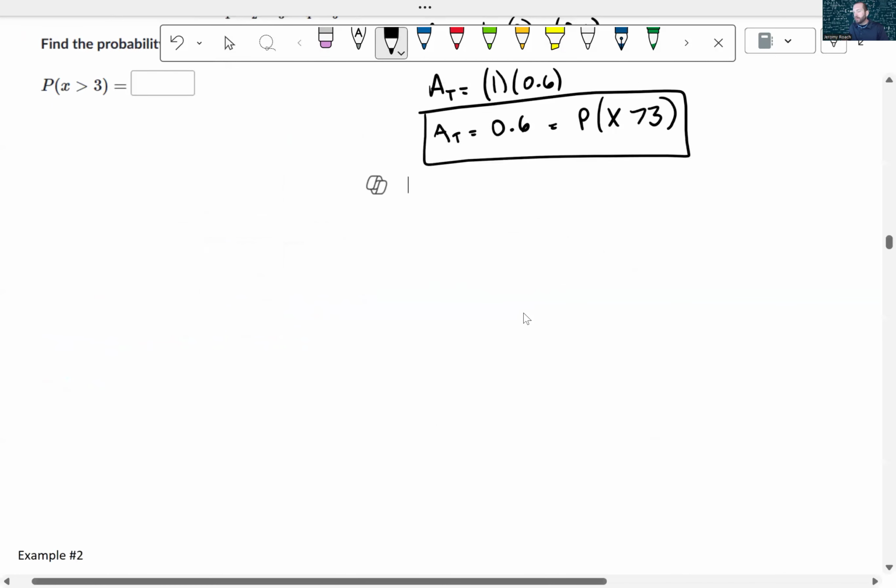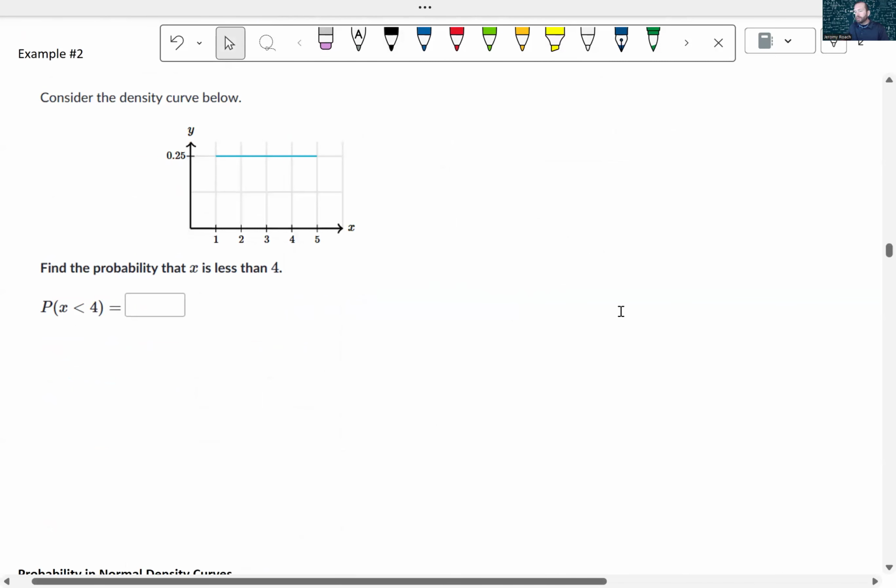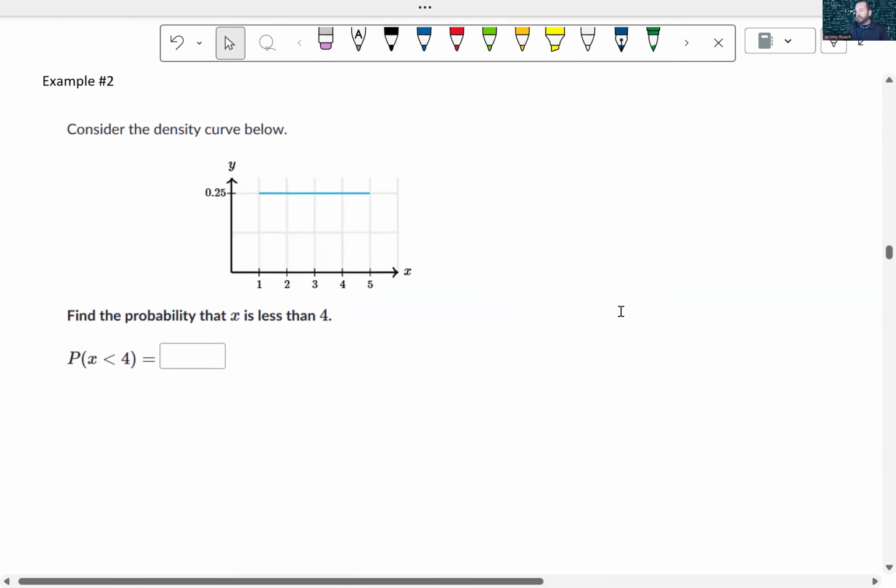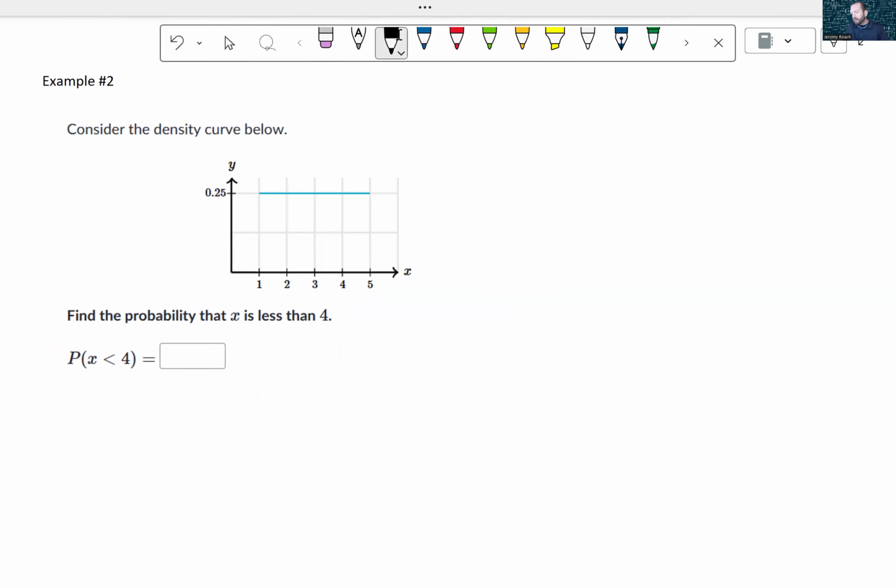Let's take a look at the next one. So the next one is the density. It wants us to consider the density curve here. We just have a straight line, and we want to know the probability that x is less than 4. So we want to find where x is equal to 4. We'll draw a line there. And we're going to draw our other line at 1 because the blue line on the density curve stops at 1. So we would not go to 0. We're going to go to where it stops. And so we're just going to find the area under that curve.